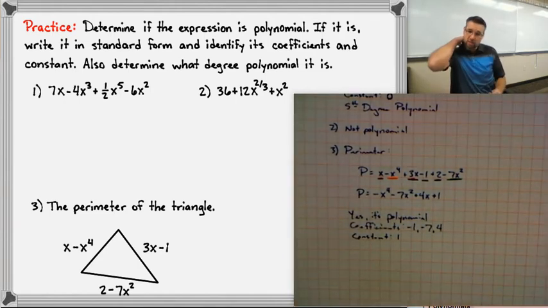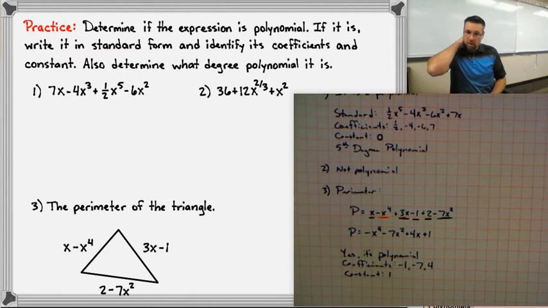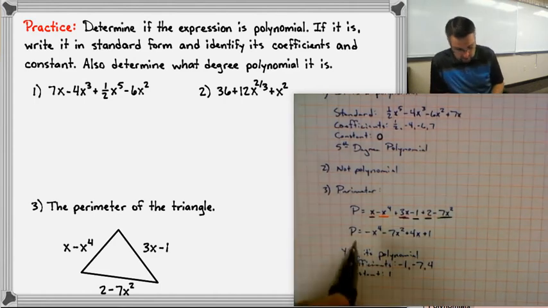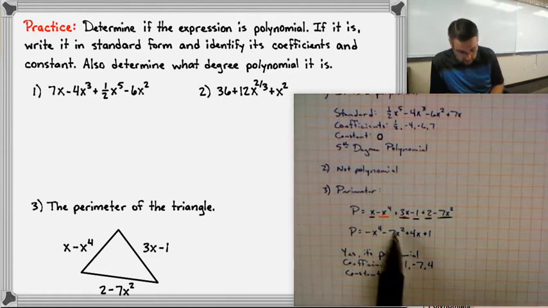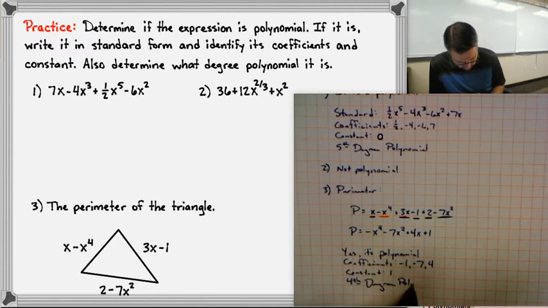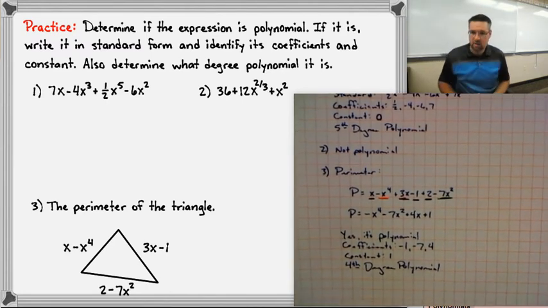So that is some examples, some practice problems on just polynomial expressions, what they are, and how to write them effectively. The last thing it asked us to do is identify the degree. Well, the highest exponent is a 4. So this is a fourth degree polynomial. Okay. All right. So that is that.